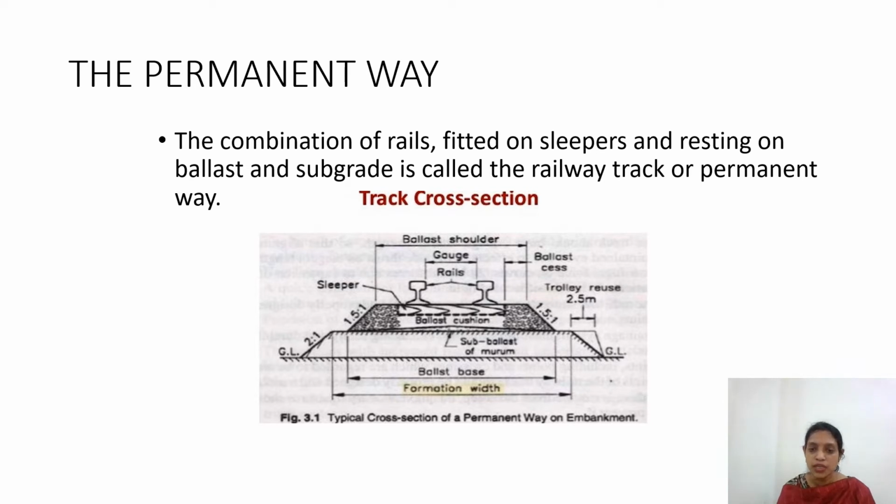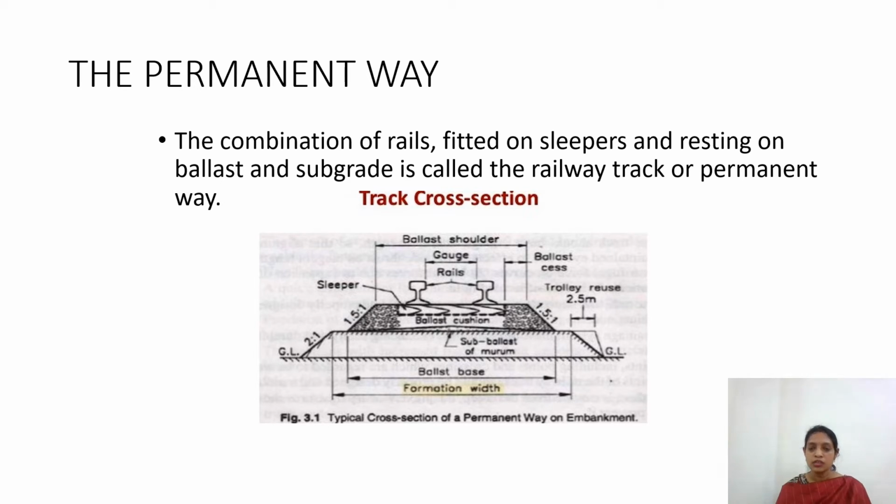So this is the typical cross section of a permanent way. You can see it is in embankment. Embankment means the ground level is below the formation level. That means the formation level of the railway track is above the ground level. This is the cross section of permanent way on embankment. This is the formation width, and this is the ballast base. Ballast base means the width of the ballast which is laid over the subgrade soil. Then over this is the sleeper over which rails are fitted.